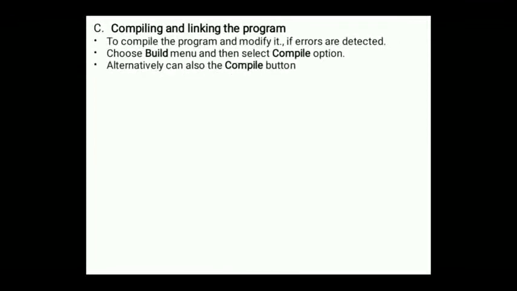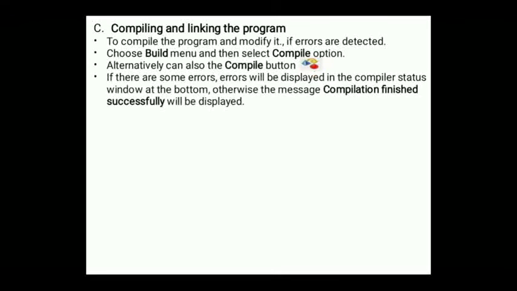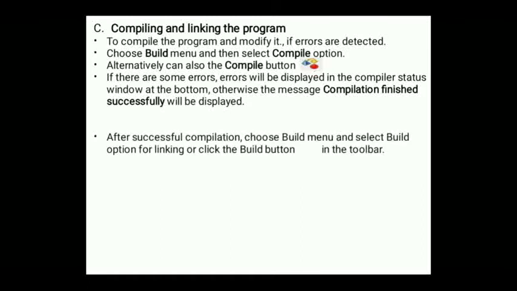So after saving the program, then compile and link the program. If there are any errors to be detected, compile by choosing the build menu, then select the compile option, or just click on this compile button in the toolbar. If there are no errors, it displays compilation finished successfully.